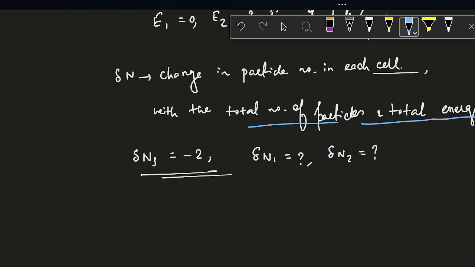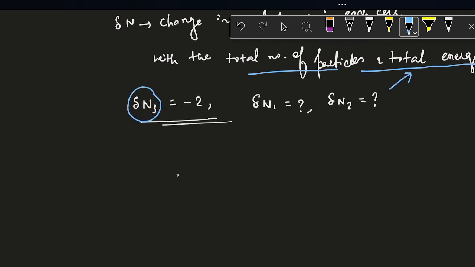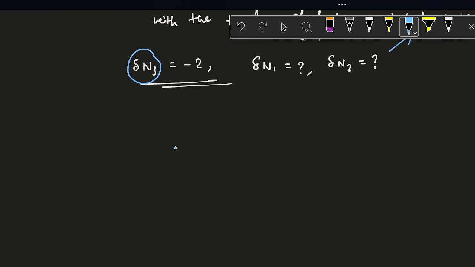Okay. Similarly, if you want to change the number of particles in level 2 or cell 2, then it is delta n2. That value you also have to get by maintaining these two conditions fixed. And for level 3, we have been given the change that is allowed for you to make, delta n3 equal to minus 2. That means you can take out 2 particles from there, that's why it is a minus 2. So given the change you can make in level 3, what will be the change in particle number you can make in level 1 and 2, delta n1 and delta n2? So this is the physical idea of the problem.